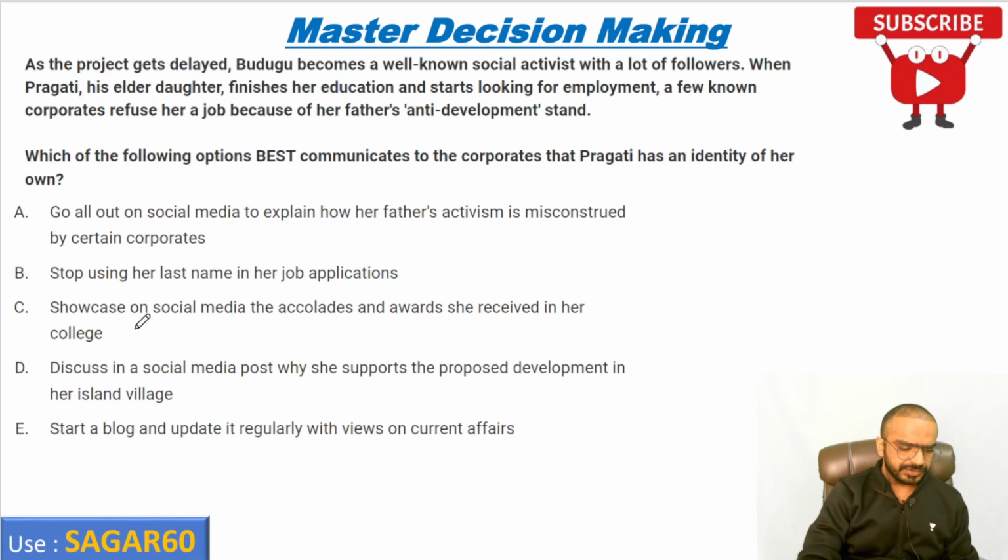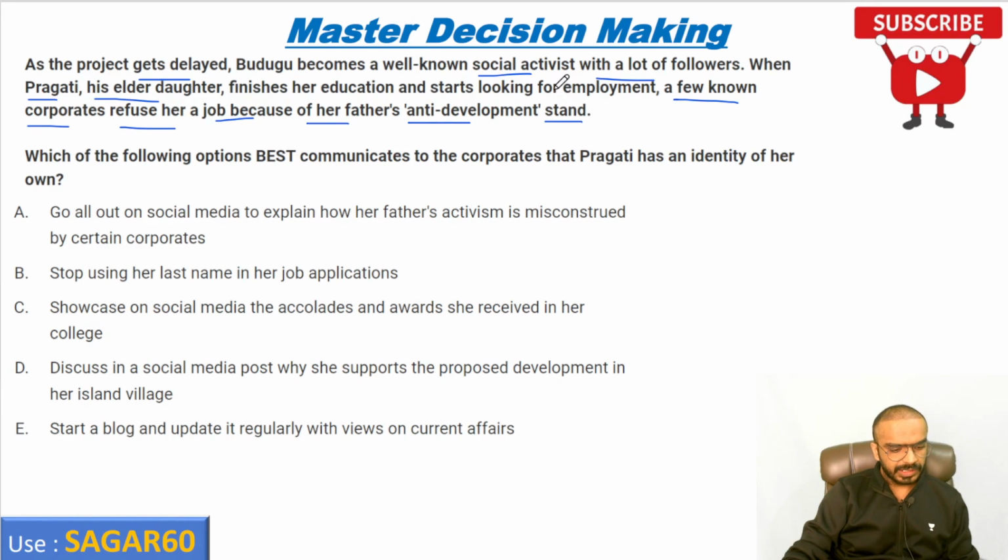Can we try? Can we try the question? ओके, तो क्या बोला है? As a project gets delayed, right, Budu could become a well-known social activist with a lot of followers. When the Pragati, his elder daughter, finishes her education and starts looking for an employment, a few known corporates refuse her a job because of her father's anti-development stand.